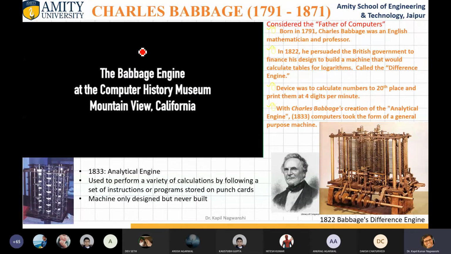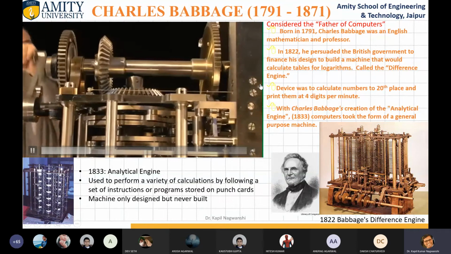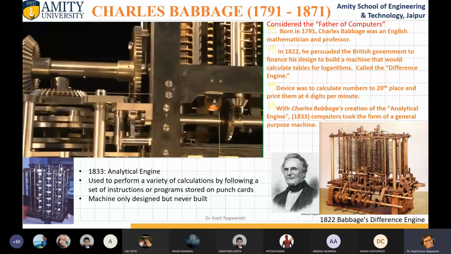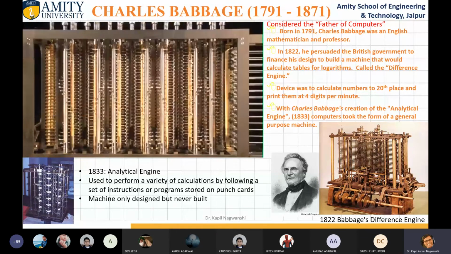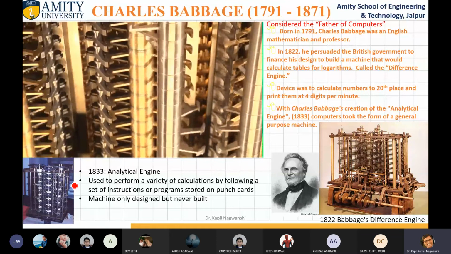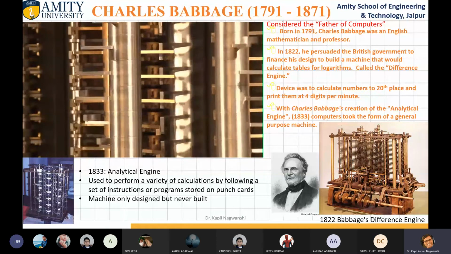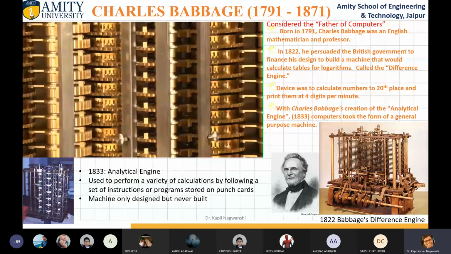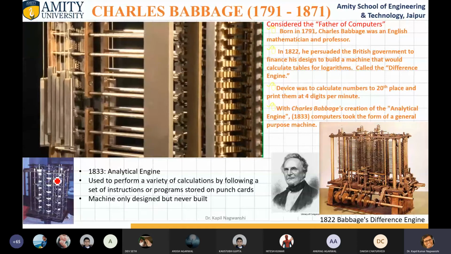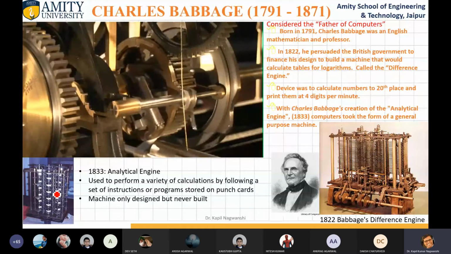Then Charles Babbage invented his special machine, known as Babbage's engine at the Computer Museum. So you can see that this is the machine. Charles Babbage was considered the father of the computer, and he was born in 1791. There are two different machines shown here. One is the difference engine. Whatever is shown here is the actual difference engine. And on the left hand side is the analytical engine, developed in 1833, used to perform a variety of calculations by following a set of instructions or a program stored on punch cards. But only this machine is available and no other things. Here the white portion is shown as the punch card, and based on this, it will perform automatic computation.